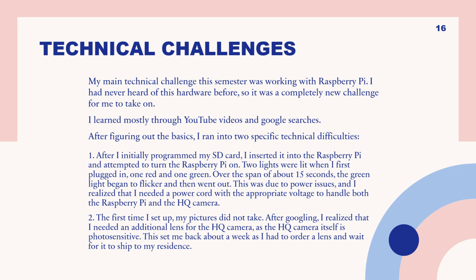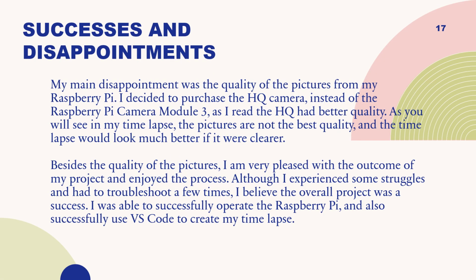The second issue I had was that I couldn't take pictures on my first try when I set everything up. You could see light through the pictures, but there was no image, and I realized that I needed an additional lens for my HQ camera because the HQ camera itself is photosensitive and cannot be used on its own.